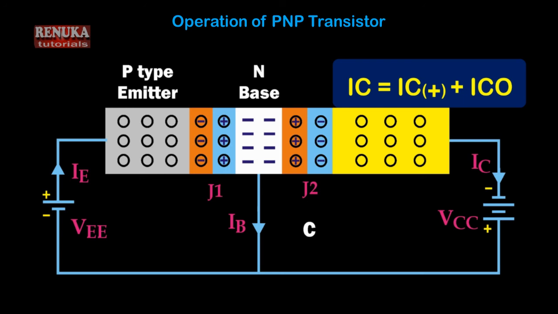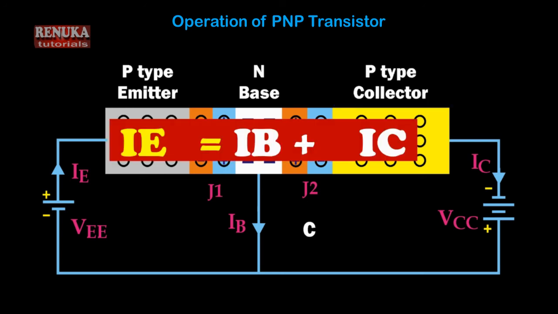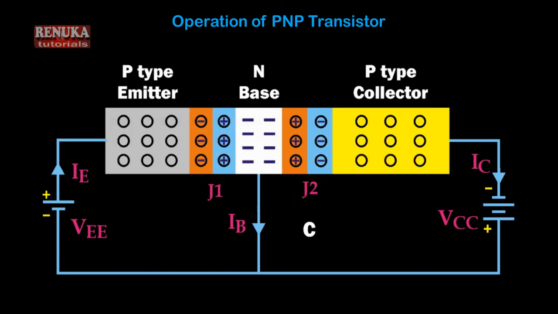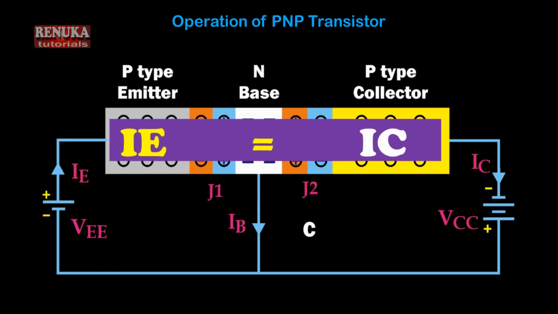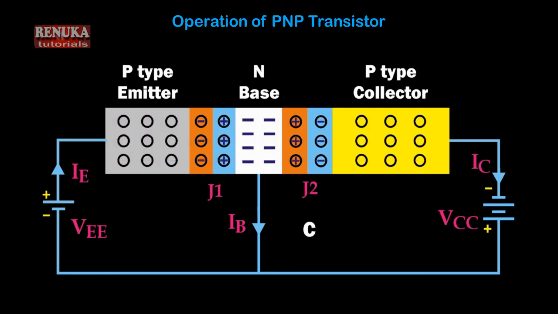So here the transistor equation will be the same: the emitter current is equal to the base current plus the collector current. Here also, of the 100% of emitter current, only 2% will recombine in the base, and the remaining 98% of emitter current will flow towards the collector. So the collector current and the emitter current will be the same because the base is very lightly doped. So this is how the NPN transistor works, and in the same way the PNP transistor will also operate.